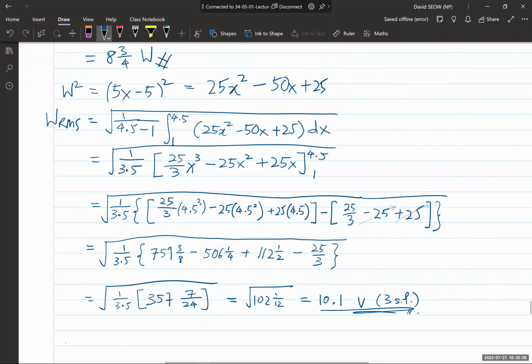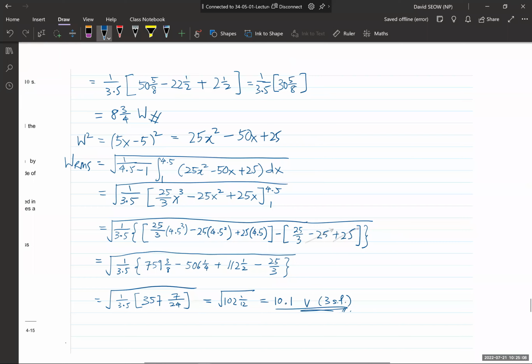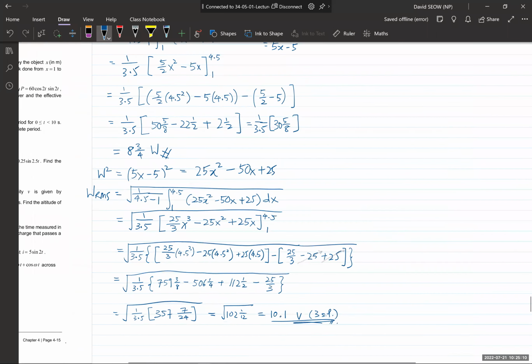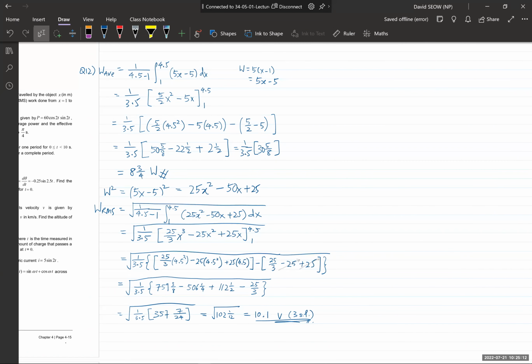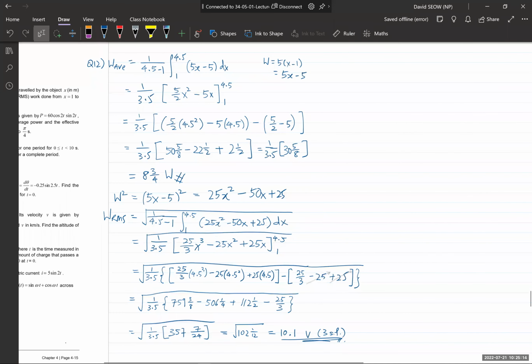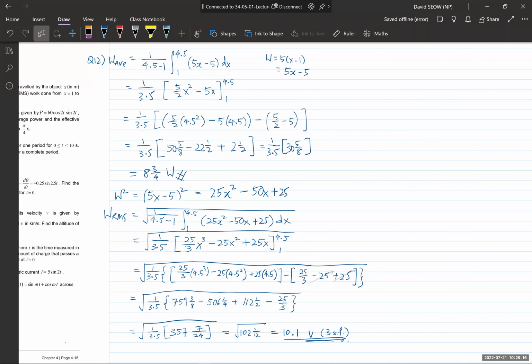One is super tedious. Okay, see whether you can get it. I just leave it as a reference for you guys. Algebra is horrendous.